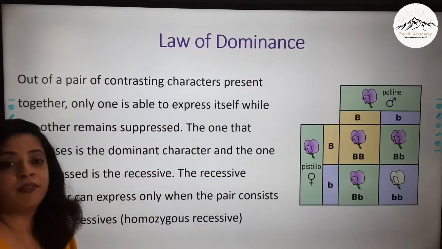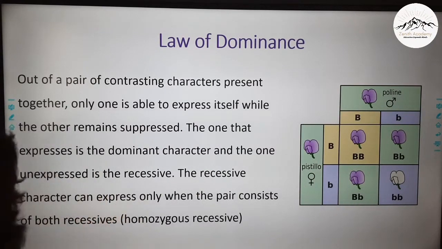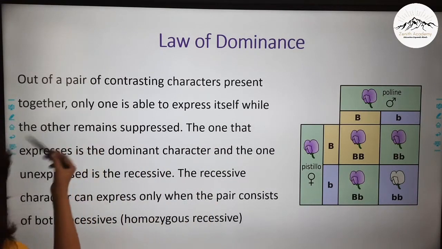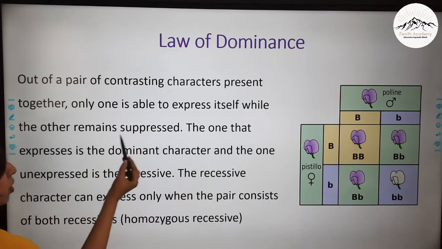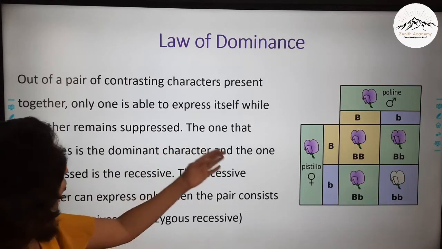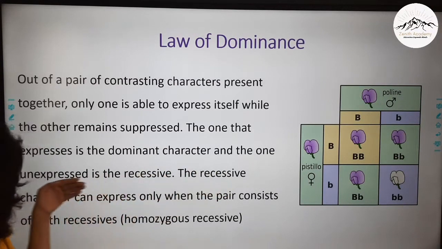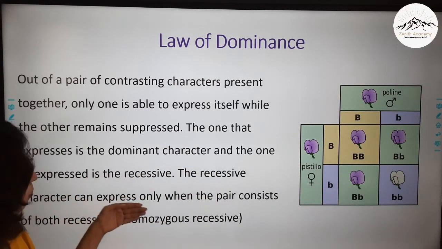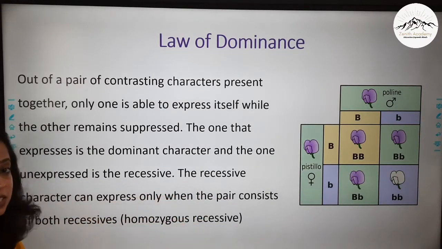So moving on to our first law, that is law of dominance. First we'll read the law. Out of a pair of contrasting characters present together, only one is able to express itself while the other remains suppressed. The one that expresses is the dominant character and the one unexpressed is the recessive. The recessive character can express only when the pair consists of both recessive, that is homozygous recessive.